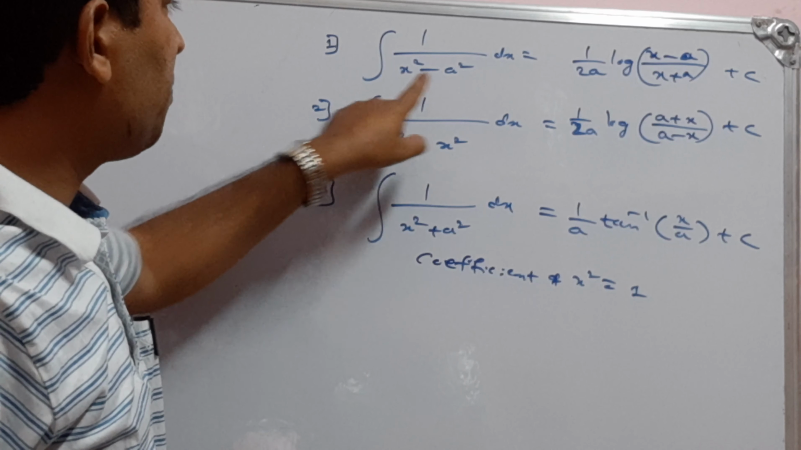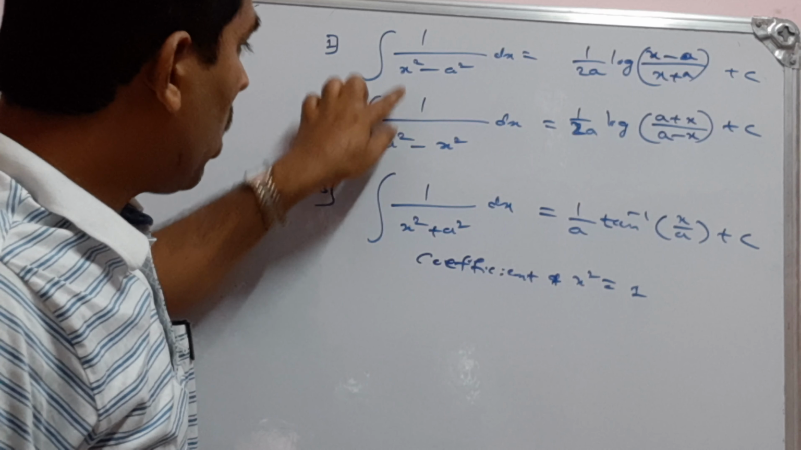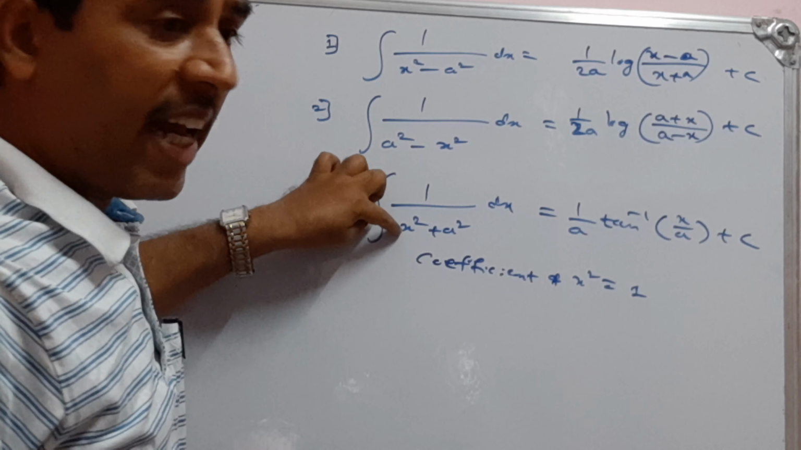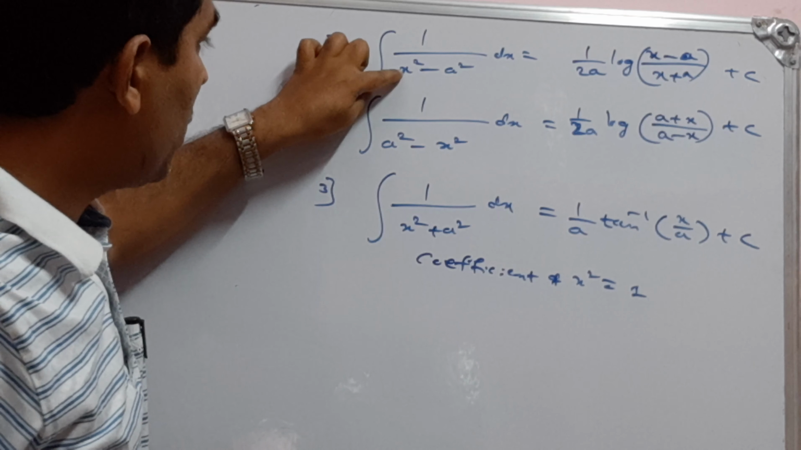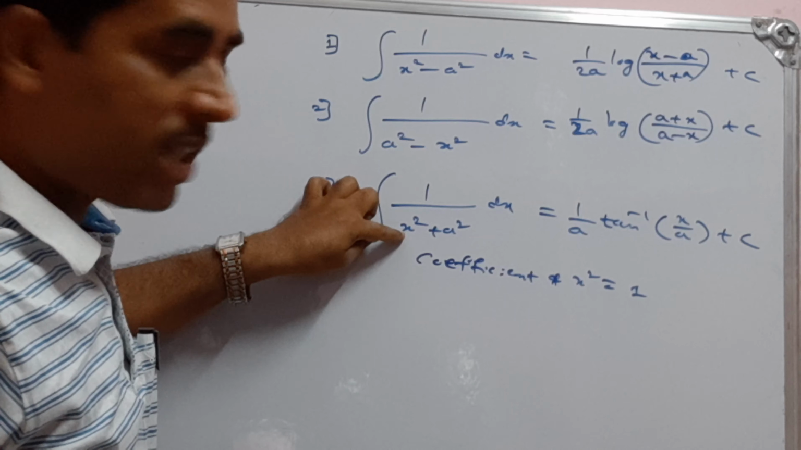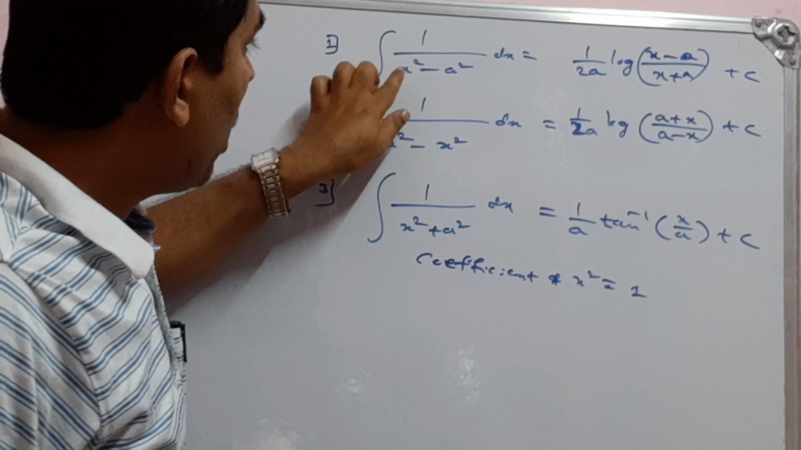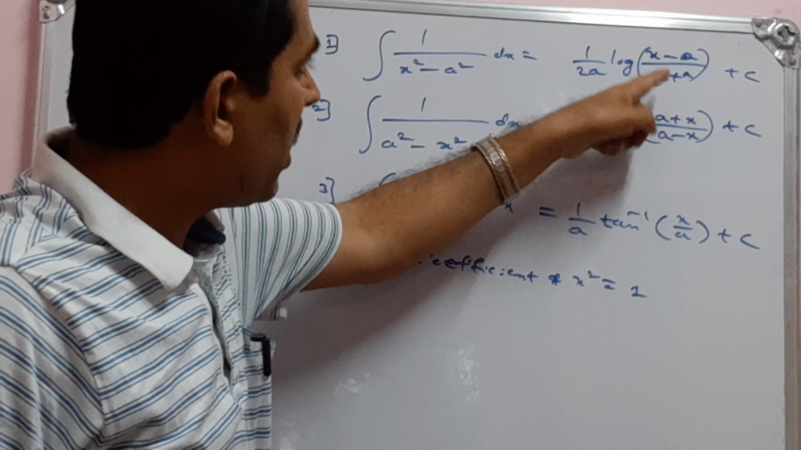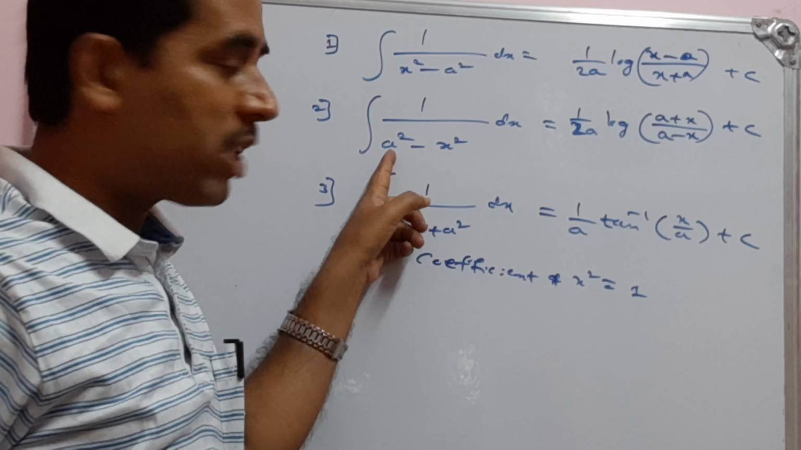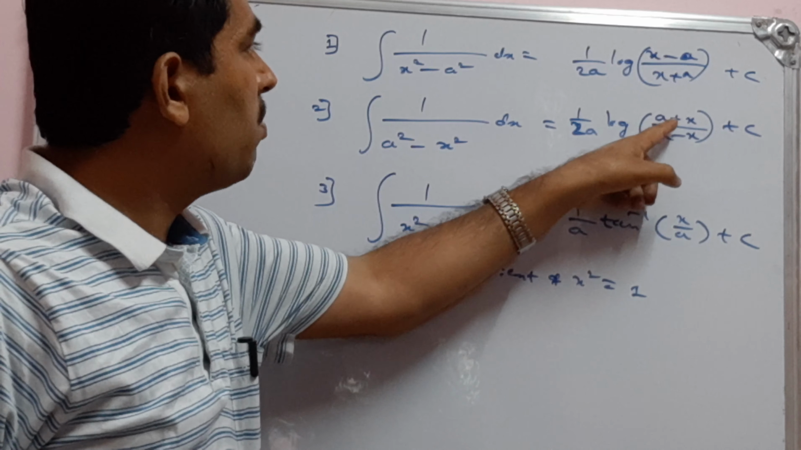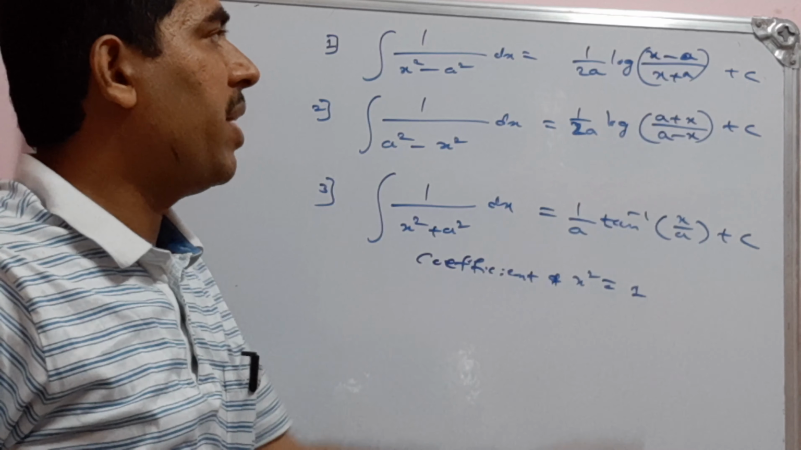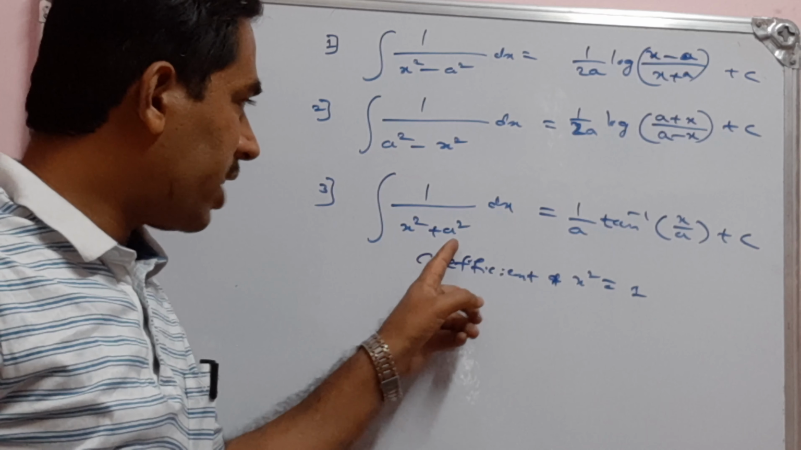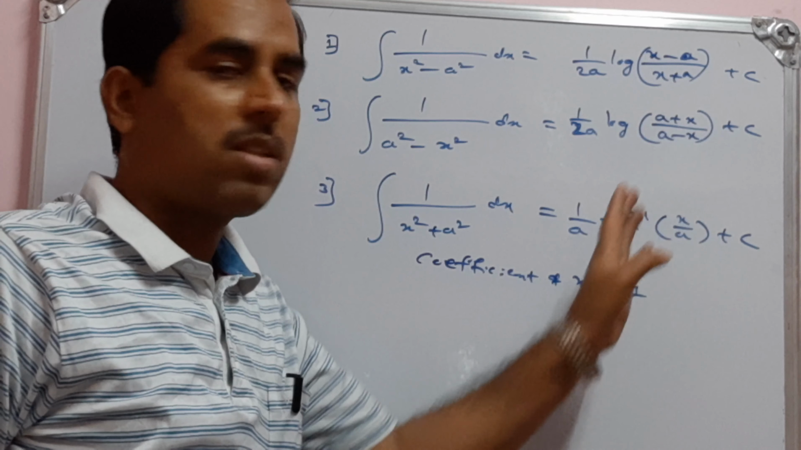How to remember these results? 1 by 2a is common, and the numerator 1 is fixed. In the denominator we have x square minus a square, a square minus x square, and x square plus a square. If the denominator is x square minus a square, then you write log of x minus a in the numerator, x plus a in the denominator. If a comes first, a square minus x square, then you write the positive sign, a plus x divided by a minus x. Then the integral of 1 by x square plus a square is 1 by a into tan inverse of x by a plus constant of integration.